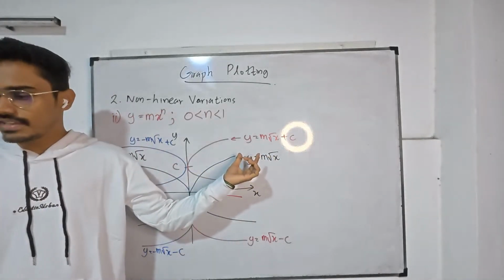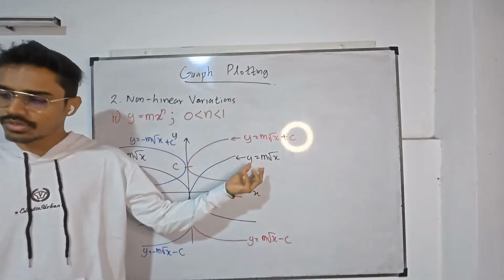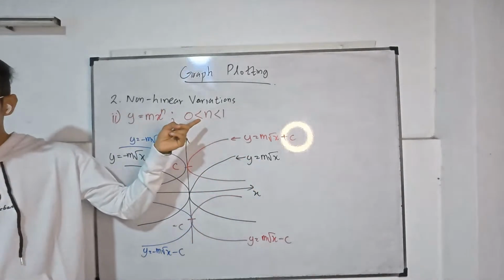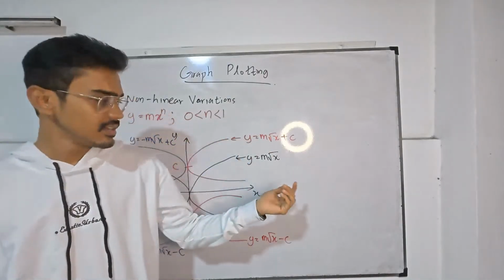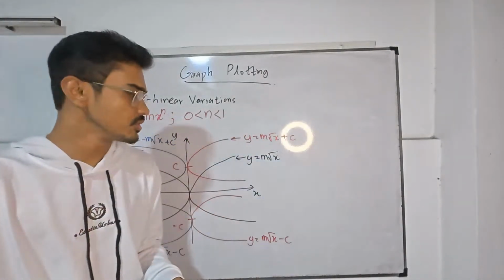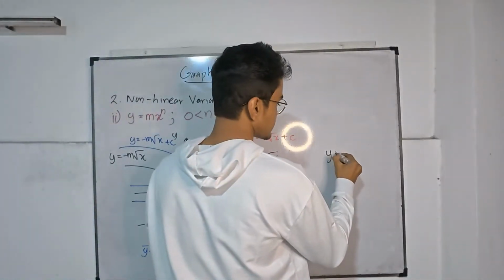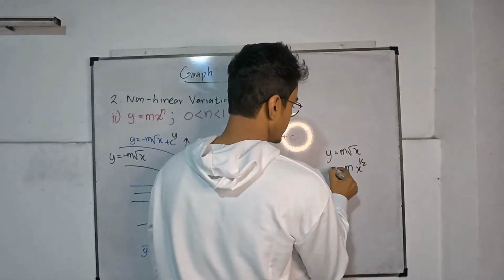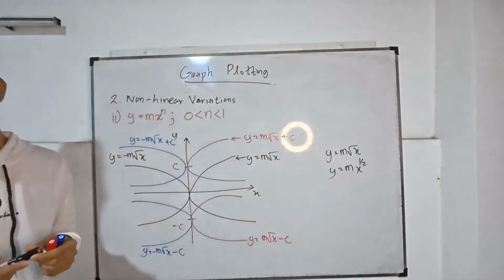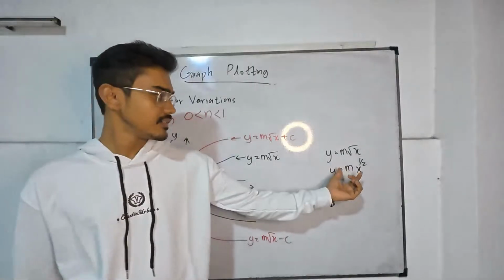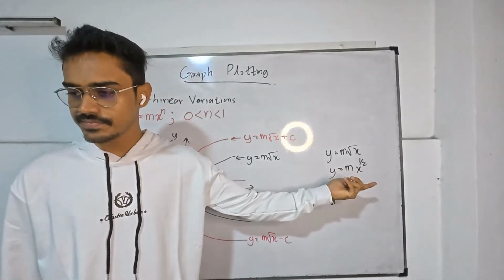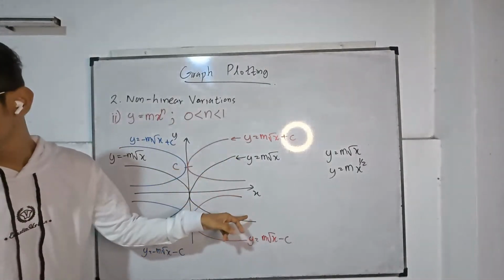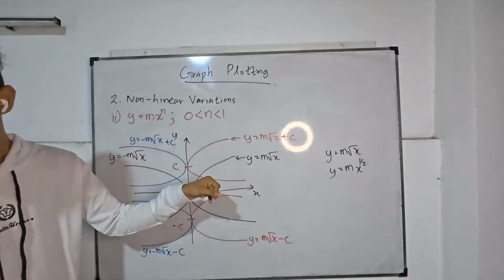Now, as the example equation, I chose y equals m root x because now x falls in between this range. If n is between 0 and 1, root is the power of half. So you know, y equals m root x means m x to the power half. Root is the power of half. As an example curve, I took y equals m root x, and if I plot it, this is the standard shape of y equals m root x.